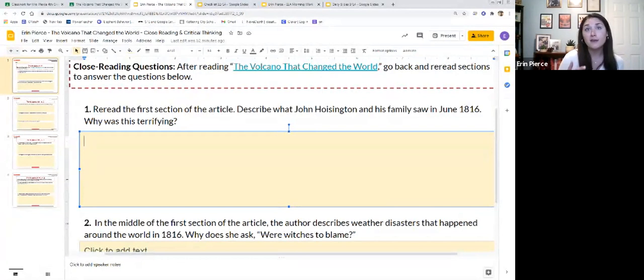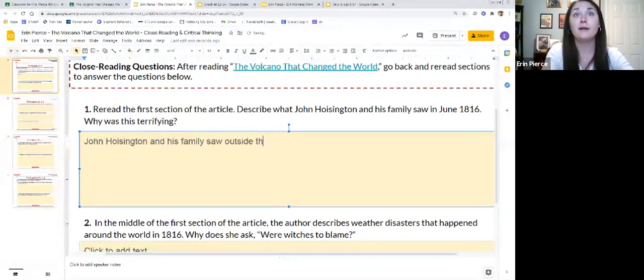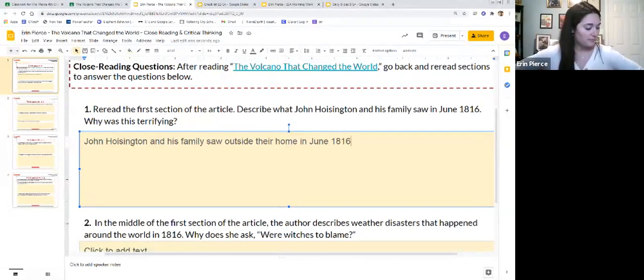So, what are some of the things that John Hossington and his family saw in June 1816? So we can start off our sentence with John Hossington, and his family saw outside their home in June 1816. What did they see? Someone tell me, what did they see? Kira. A raging snowstorm. A raging snowstorm.